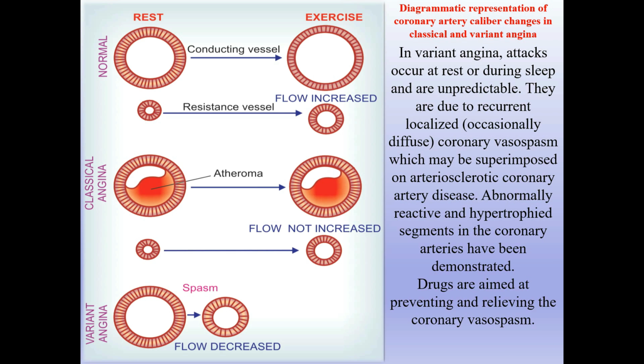In variant angina, attacks occur at rest or during sleep and are unpredictable. They are due to recurrent localized, occasionally diffuse coronary vasospasm, which may be superimposed on arteriosclerotic coronary artery disease. Abnormally reactive and hypertrophied segments in the coronary arteries have been demonstrated. Drugs are aimed at preventing and relieving the coronary vasospasm.